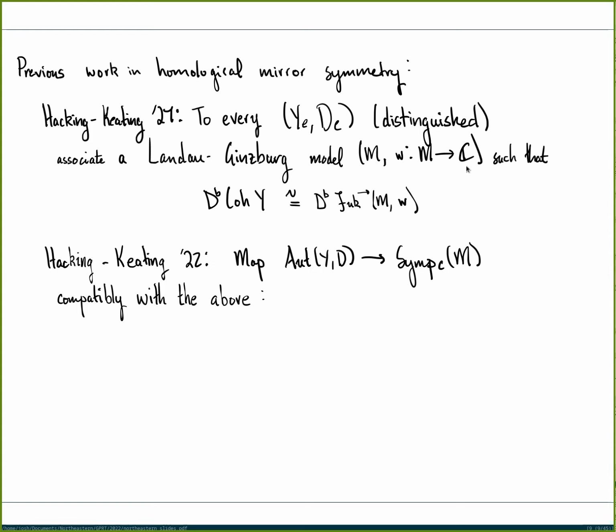If I write Hom Fukaya of L, L prime, this is a chain complex, this is equal to C times the chain complex generated by intersection points of L and L prime.